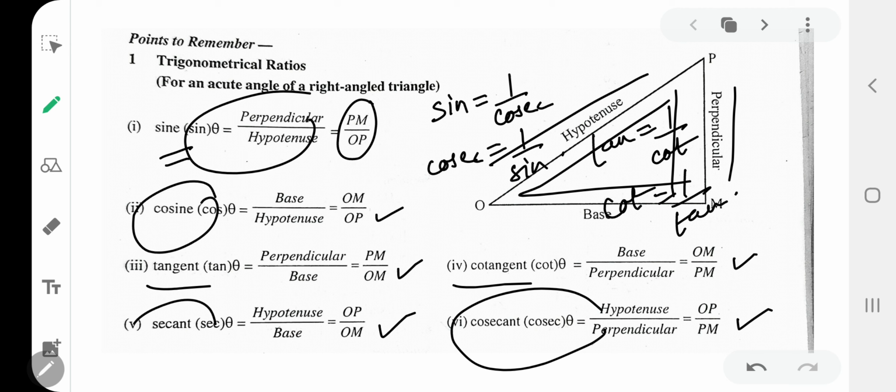Then there are cos and sec. They both are reciprocal of each other. Is that clear?